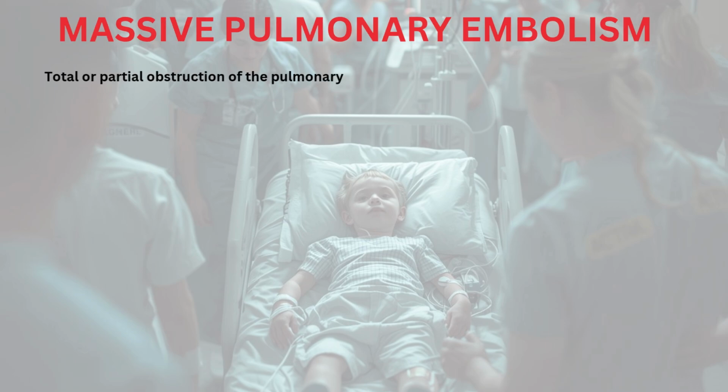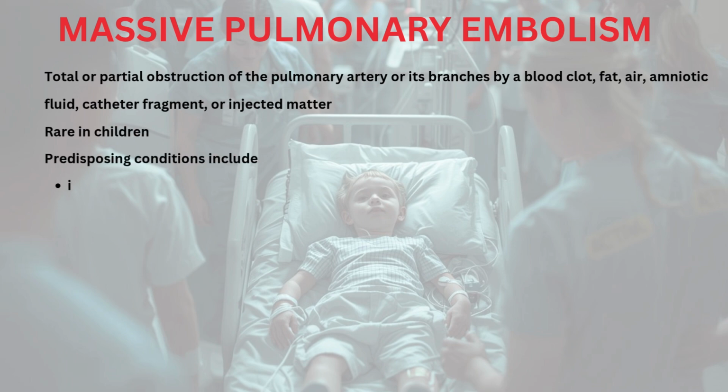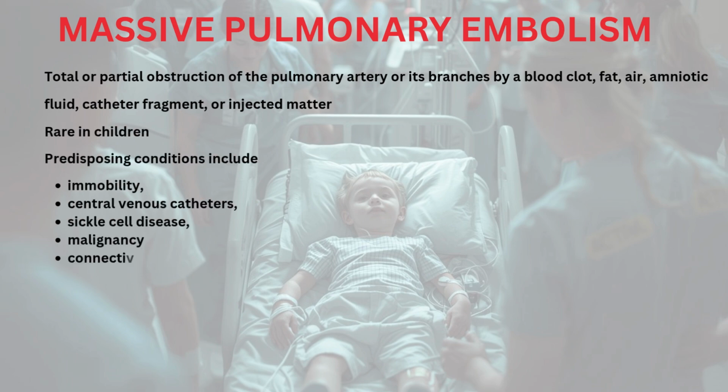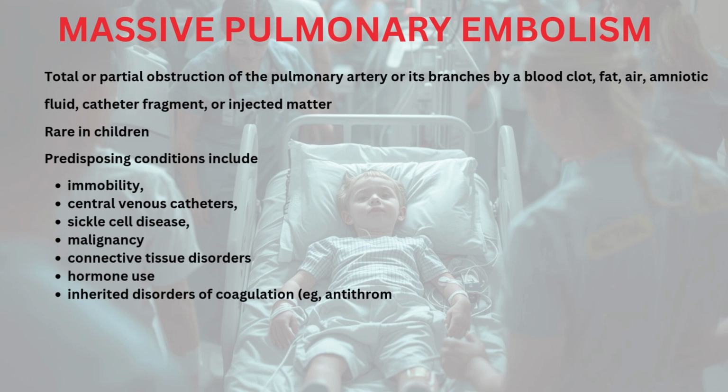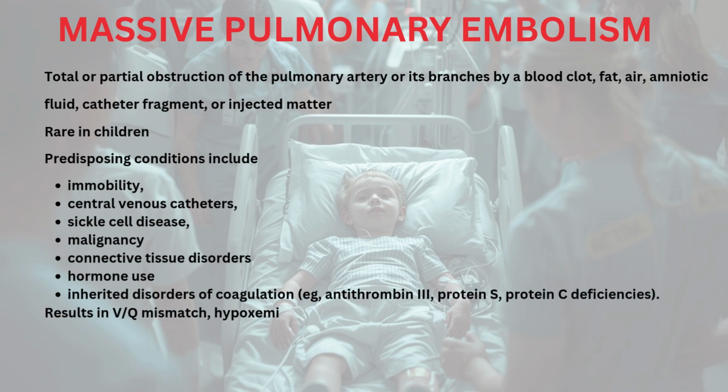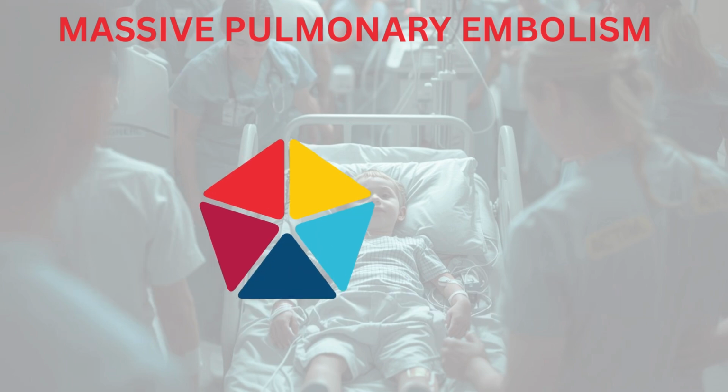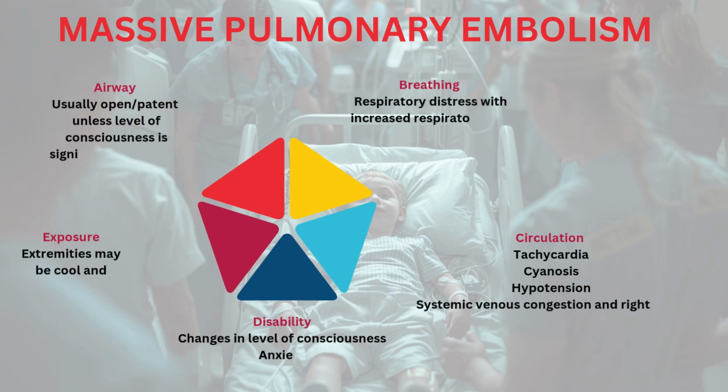Lastly, massive pulmonary embolism, though rare in children, causes a total or partial obstruction of the pulmonary artery, leading to right heart failure and severe hypoxemia. Risk factors include immobility, central venous catheters, and hypercoagulable states. Examination will show features of poor perfusion.